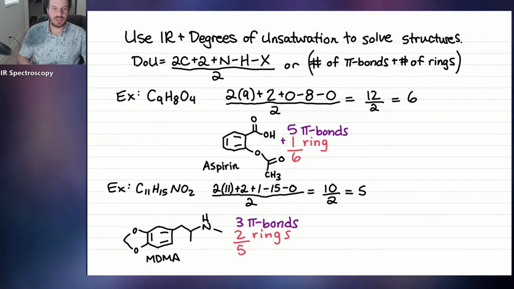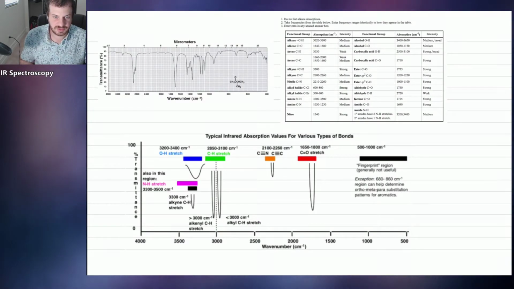All right, so keep in mind how we calculate degrees of unsaturation, and now let's take a look at how to use IR spectroscopy. If you look in your textbook, you'll find in the IR spectroscopy chapter this. To me, this is not the way to learn IR spectroscopy.